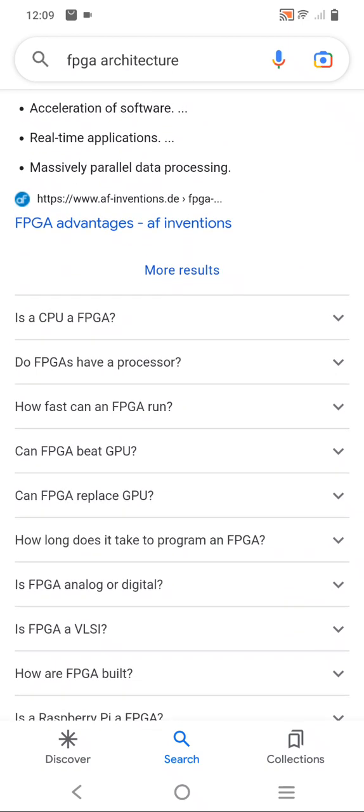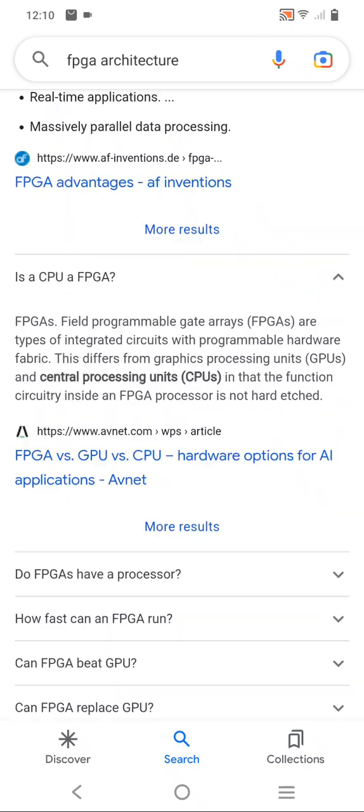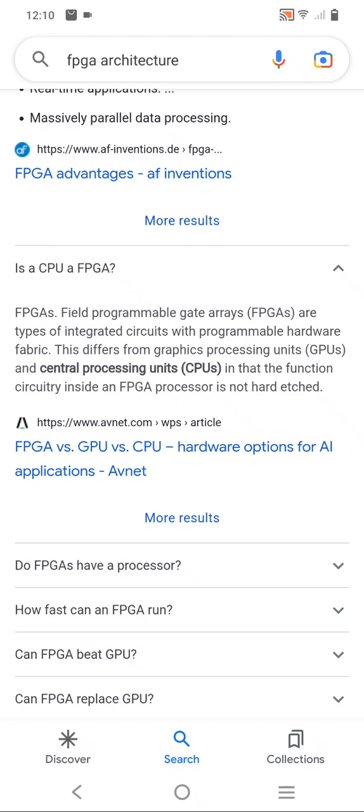CPU versus FPGA. Field programmable gate arrays are a type of integrated circuit with a programmable hardware fabric. This differs from GPUs and CPUs in that the functional circuitry inside an FPGA is not hard-edged. Because it is programmable, it is not immediately hard-edged. So you can program those circuits, whereas with the CPU and other things, you cannot immediately program the whole thing.